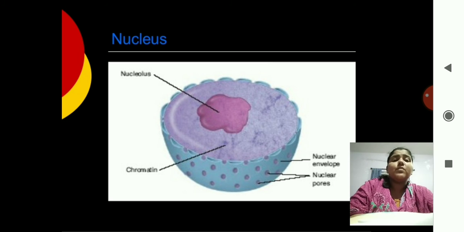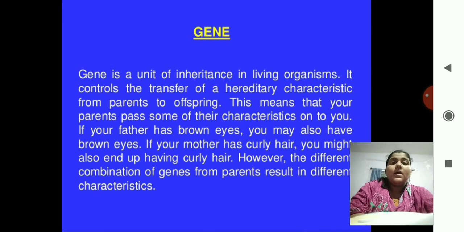See the picture over here of the nucleus. This is the nucleus, then there is chromatin, and the nucleolus in the center. There is a nuclear envelope, and there are nuclear pores, from where the materials go inside and out. And here there is a gene. What I have told you about the DNA: the DNA consists of genes.